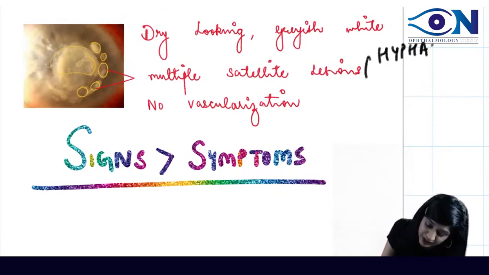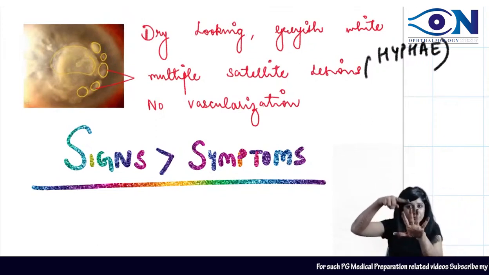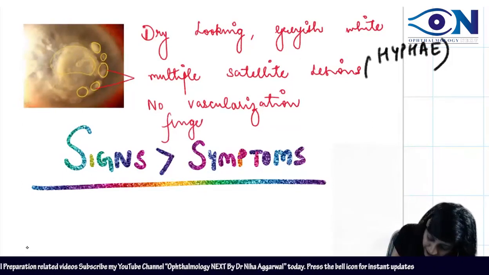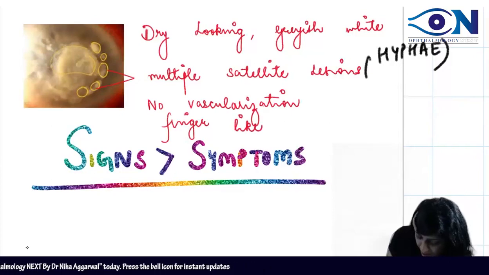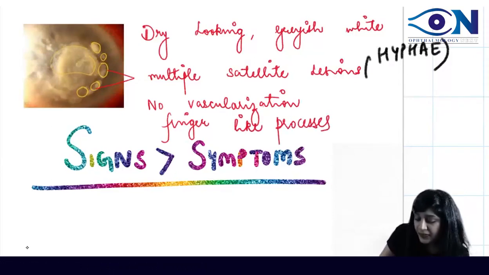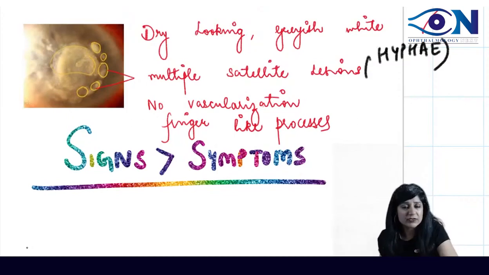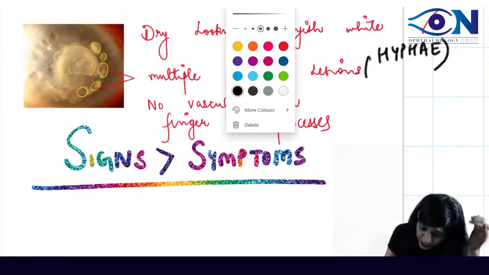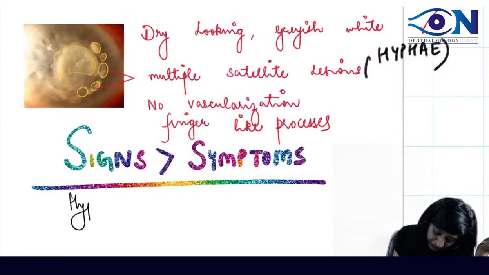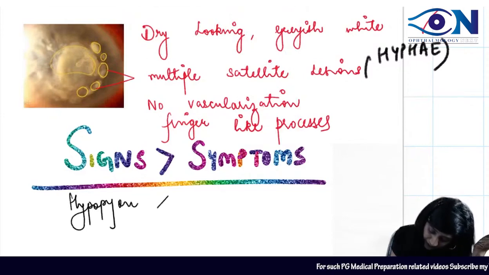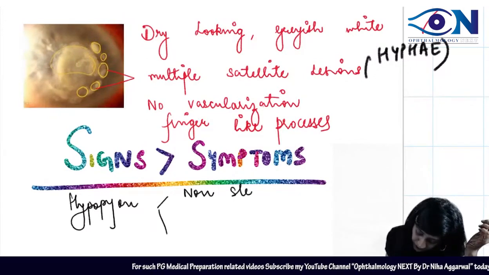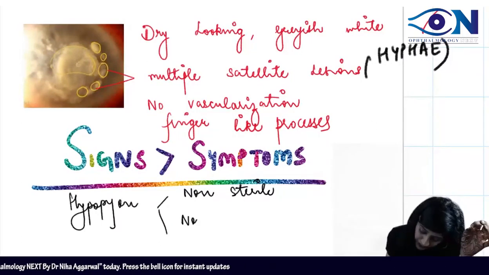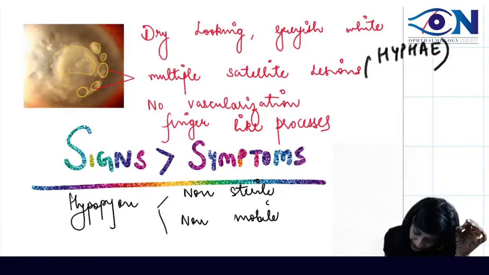Because it has got hyphae, it is having the multiple satellite lesions. Finger-like processes are there. That is also there. We have lot of finger-like processes because of the hyphae, and these finger-like processes will be entering the hypopyon. So what kind of hypopyon will I have here? Therefore, the hypopyon that is found in the fungal corneal ulcer is non-sterile. It will be non-sterile because hyphae is going into the ulcer, and also it is non-mobile, non-sterile and non-mobile.